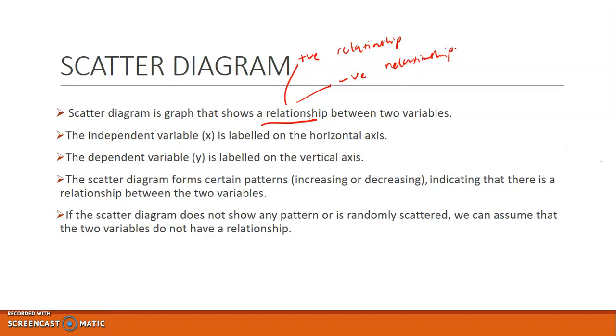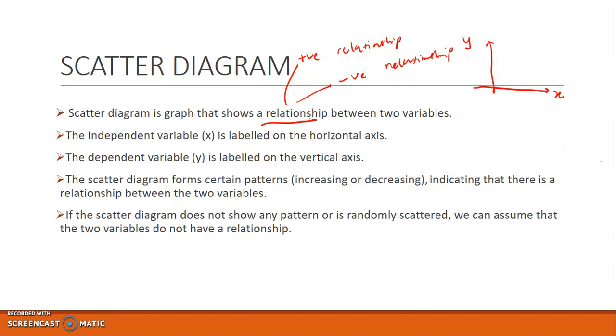Because this is a graph, of course we must have the x-axis and y-axis. The x-axis is our independent variable, labeled on the horizontal axis, while the y-axis should be your dependent variable, labeled on the vertical axis. This is x, this is y. X is the independent, y is the dependent because the value of y depends on the value of x.